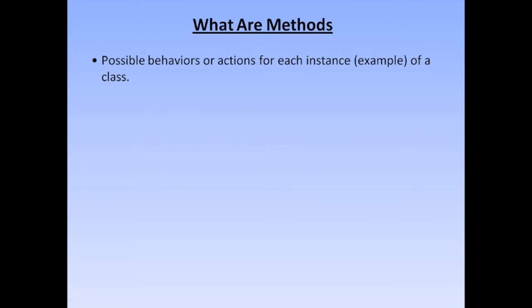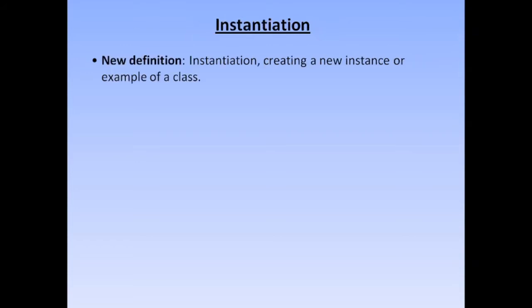What are methods? Possible behaviors or actions for each instance, or example, of a class. That is, a method is a possible behavior or action for each instance of a class. It provides the actions and the behavior that an object of a particular class can perform with the help of that method.